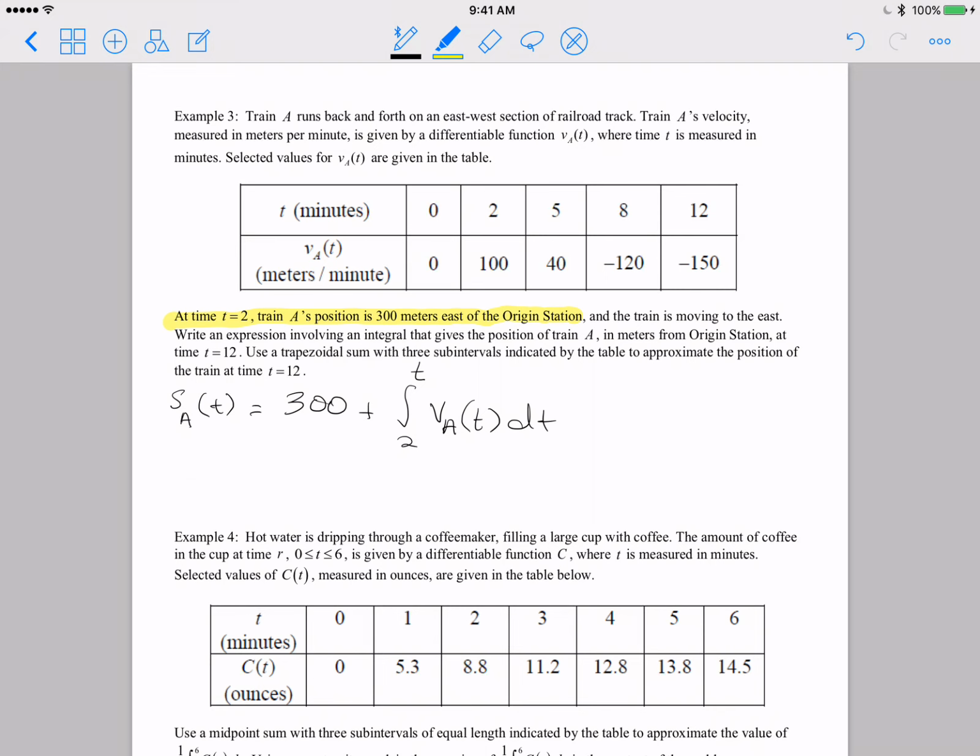It then says to use a trapezoidal sum with 3 subintervals to find the position at time t equals 12.